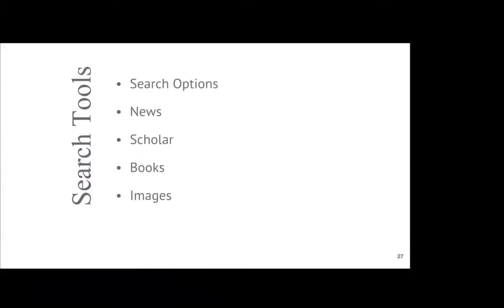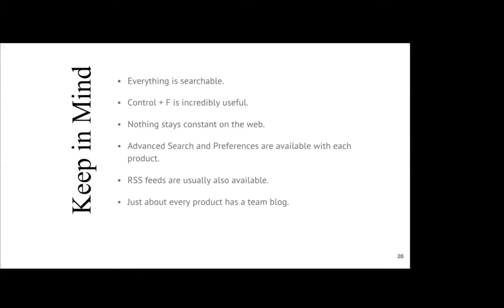So what I want to do right now is show you some search options and examples. Look at Google News Search, Google Scholar, Google Books, and Google Images for information. But before we do that, I want you to keep in mind that everything is searchable. Control F is your friend. Everything is changing on the web, so just keep that in mind.